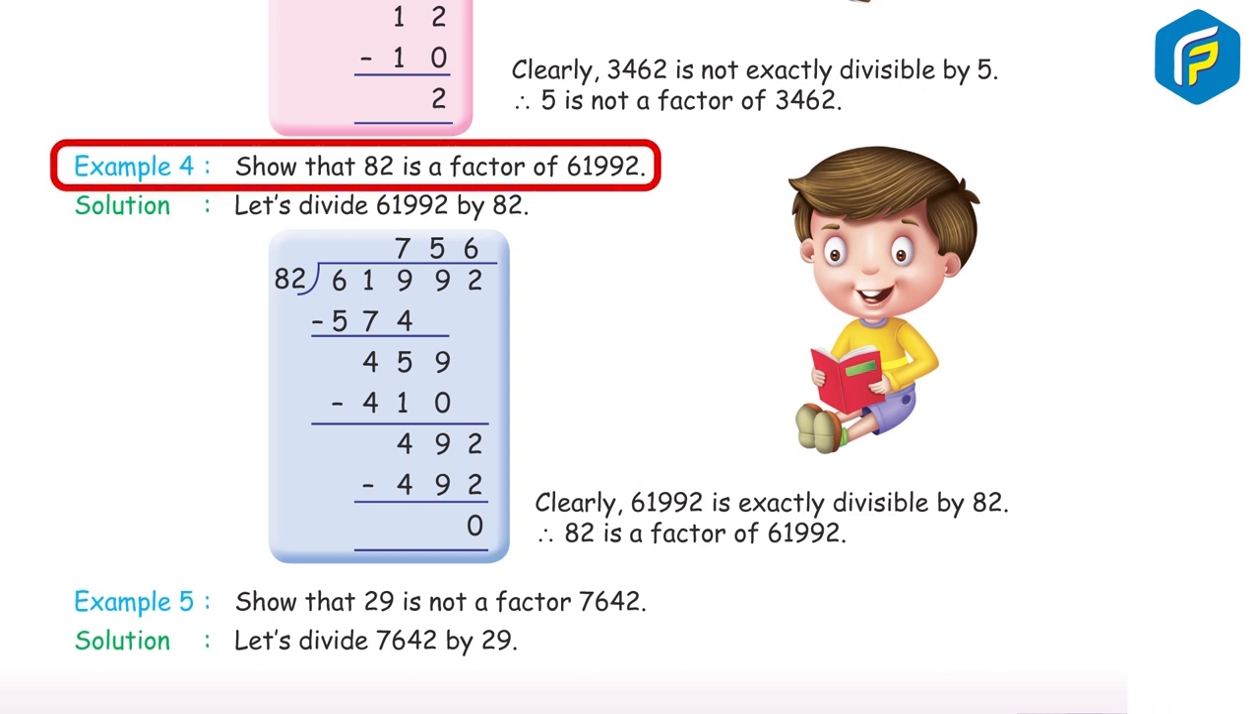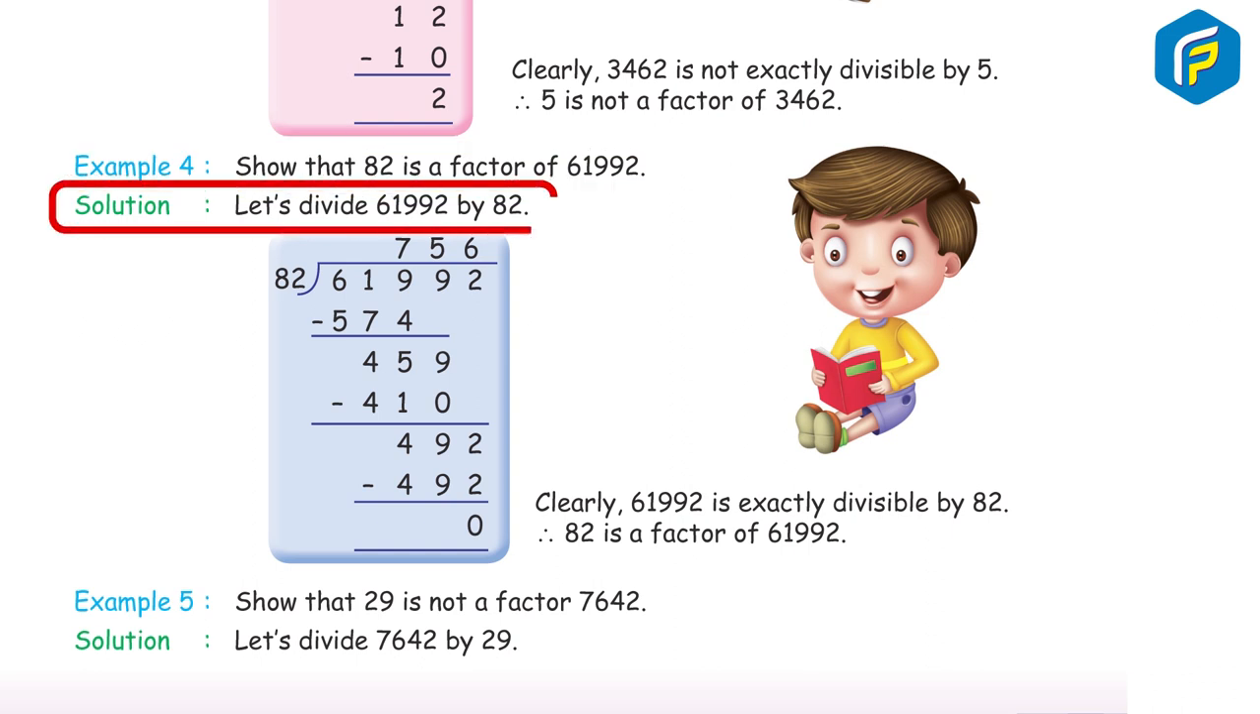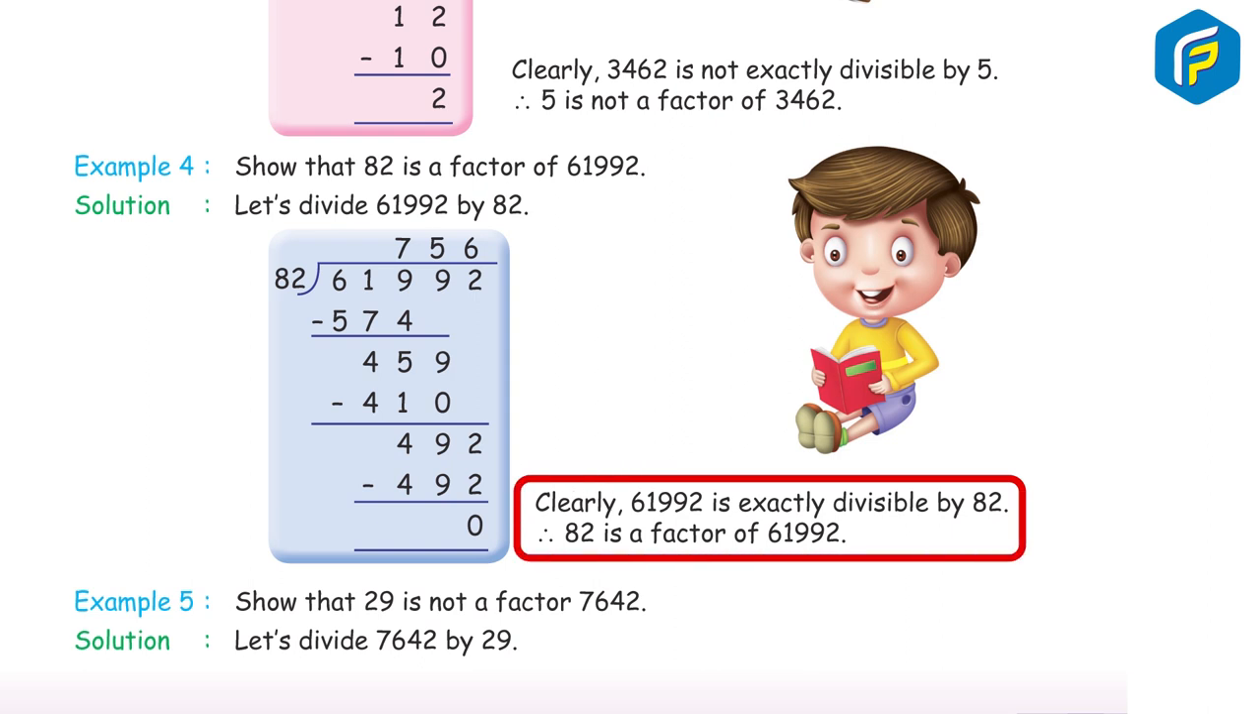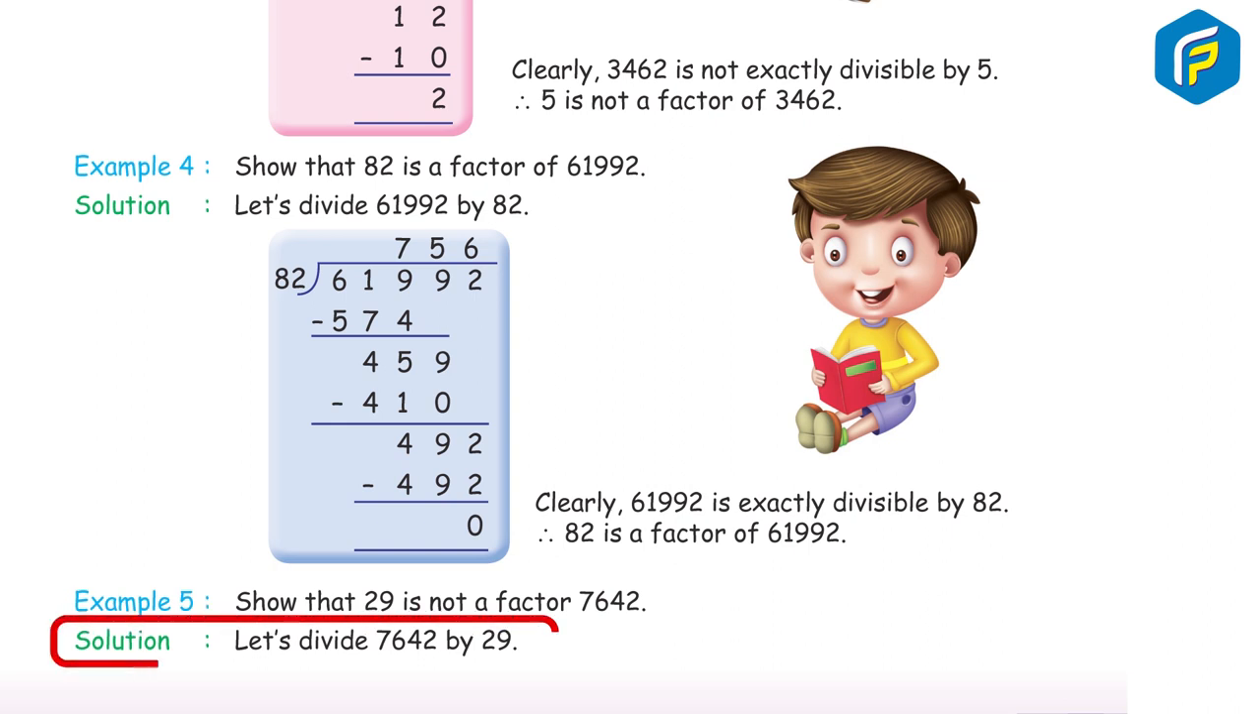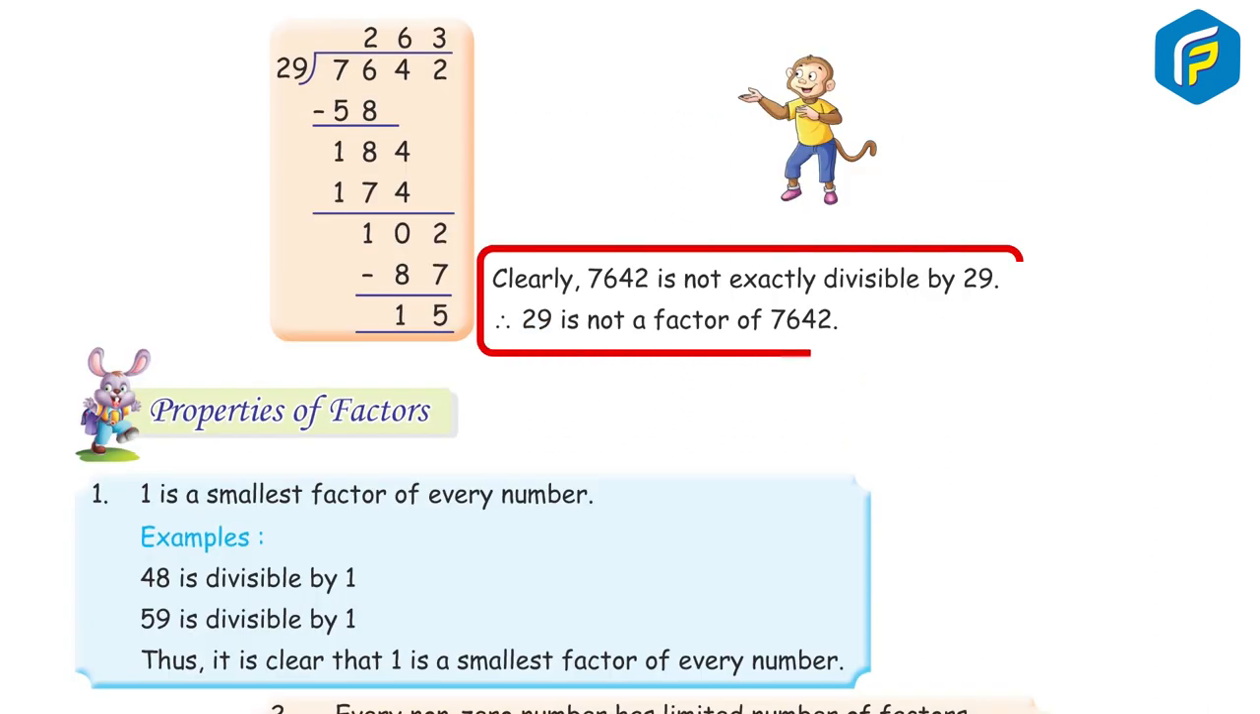Example 4. Show that 82 is a factor of 61992. Solution. Let's divide 61992 by 82. Clearly, 61992 is exactly divisible by 82. 82 is a factor of 61992. Example 5. Show that 29 is not a factor of 7642. Solution. Let's divide 7642 by 29. Clearly, 7642 is not exactly divisible by 29. 29 is not a factor of 7642.